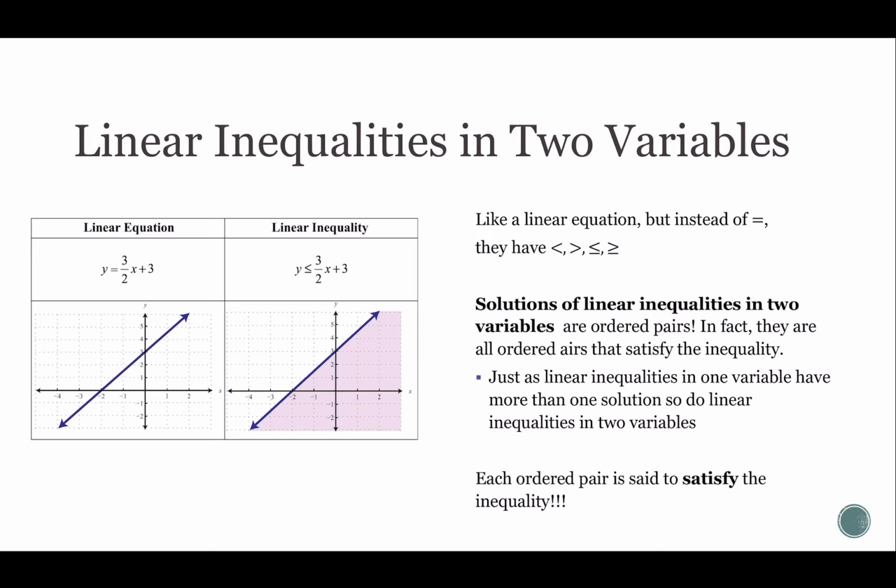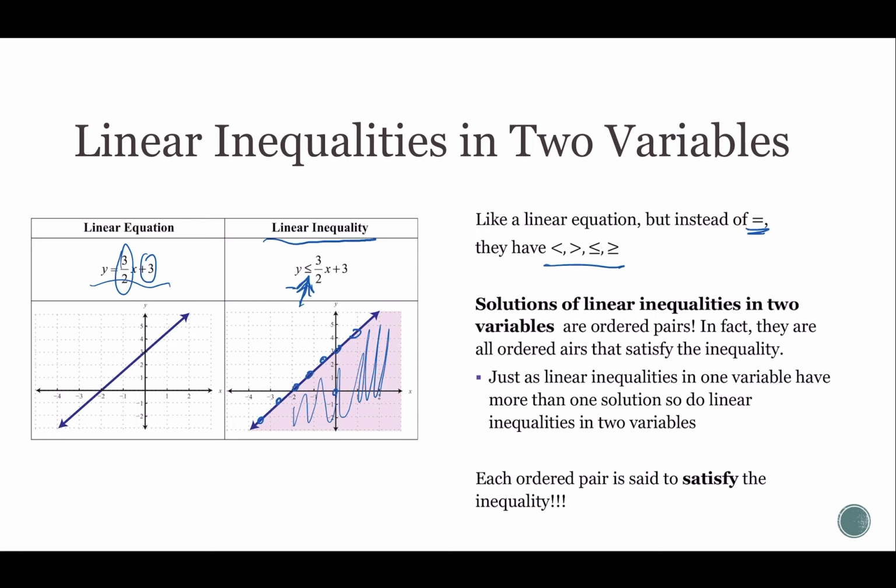So when I have a linear inequality, it's like a linear equation, except instead of an equal sign, we have an inequality symbol. For example, here I have y is 3 halves x plus 3, so my slope is 3 halves. My y-intercept is 3. Here's the graph of this line. But if I had the inequality of y is less than or equal to 3 halves x plus 3, our solution set isn't just the points on the line because it's less than or equal to, but it's also every other point that makes this inequality a true statement. So we have to shade.